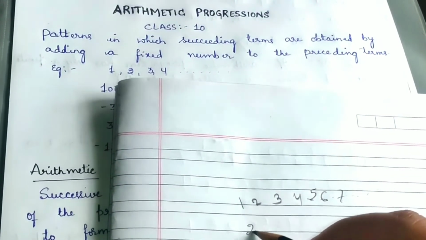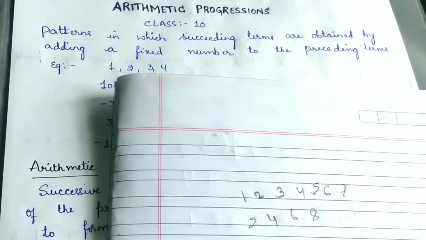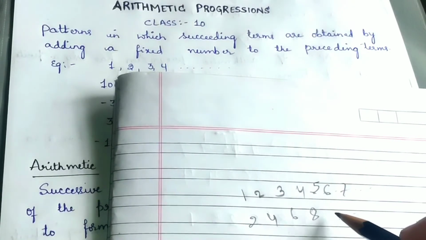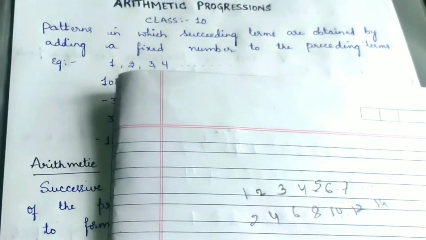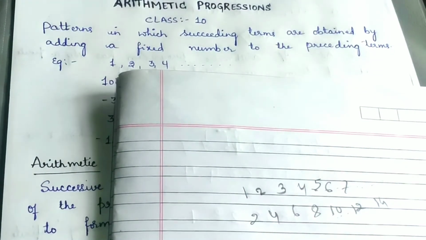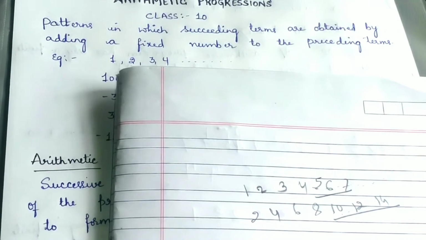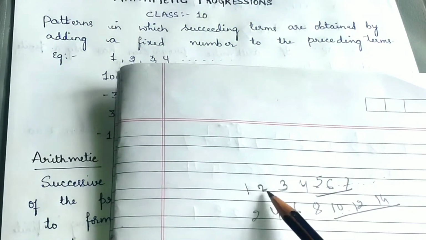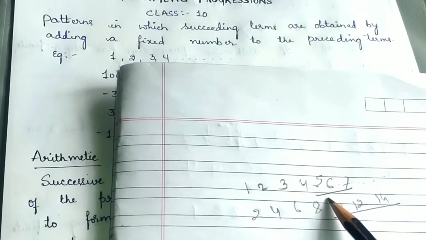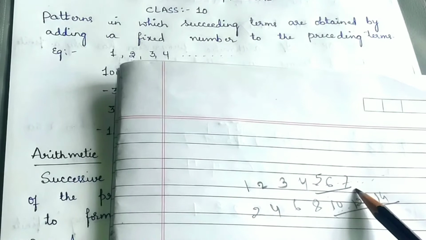If I write 2, 4, 6, 8, can you guess the next numbers? Yeah, absolutely right. It is 10, 12, 14, etc. Now, how can you guess these numbers? Because the patterns are similar. For example, see, if I take the first pattern, here each number is increased by 1.